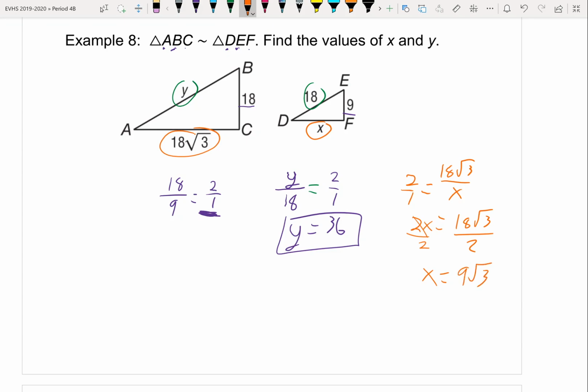Gives me x is equal to, and then 18 divided by 2 is 9 root 3. The reason the 2 divided into the 18 and not into the 3 is because this 3 is inside the square root, and the 18 is not, and neither is the 2. So those two went together. So we got 9 root 3. Box that so you can read it.